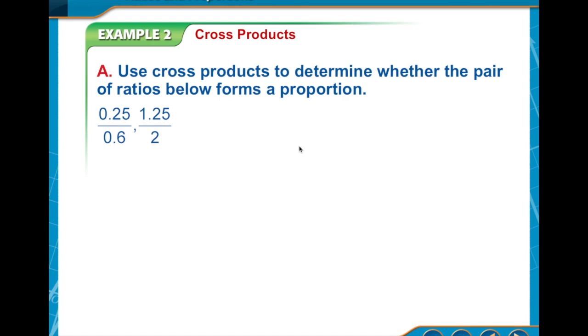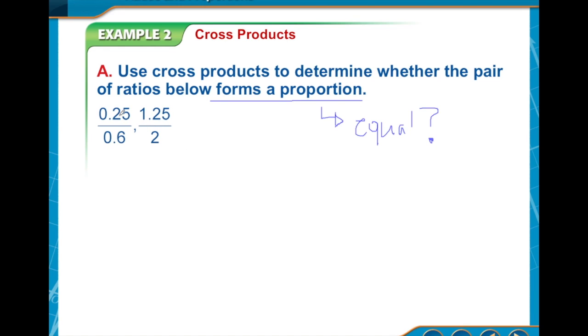So here's 2a. We can use a cross product to look at, are these two ratios a proportion? In other words, are they equal? When they say here, does it form a proportion? What we're really asking is, are they equal? Are they the same? That's what this means.